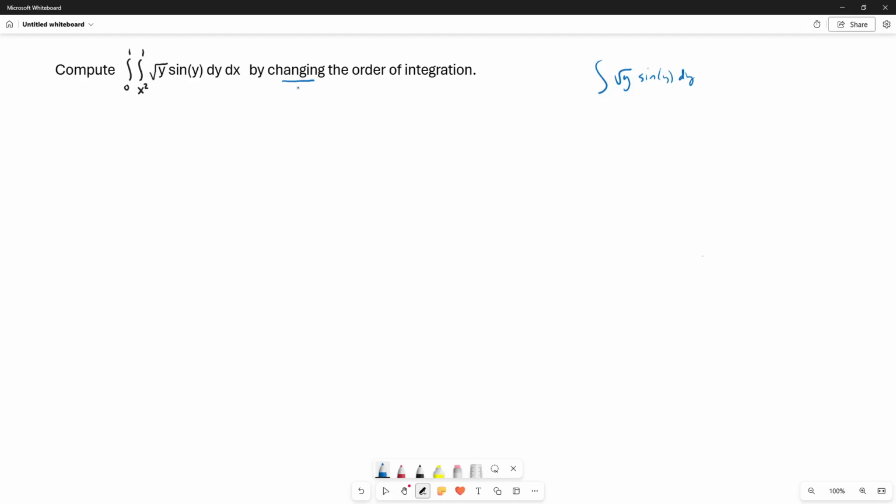In order to change the order of integration, we have to understand the region that is described by these endpoints. So we have y is going from x squared to 1. So we should draw those two curves, y equals x squared. That's a parabola. And y equals 1, a horizontal line. And x goes from 0 to 1. This is the point 1, 1. And x goes from 0 to 1.